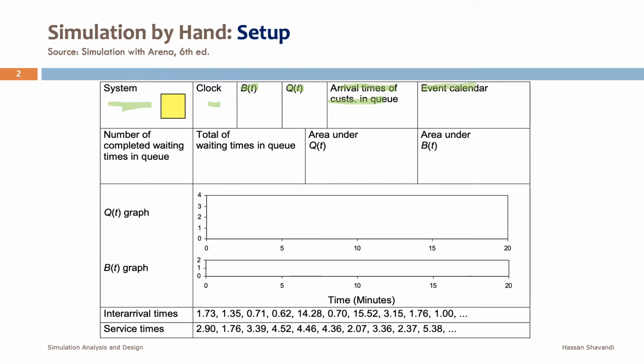And here we have the event calendar or FEL. You will see this. And also we have other information here: number of completed waiting times in queue, total of waiting times in queue, area under QT, area under BT, and here we have two graphs, and here we have inter-arrival times and service times. Okay, so let's start.